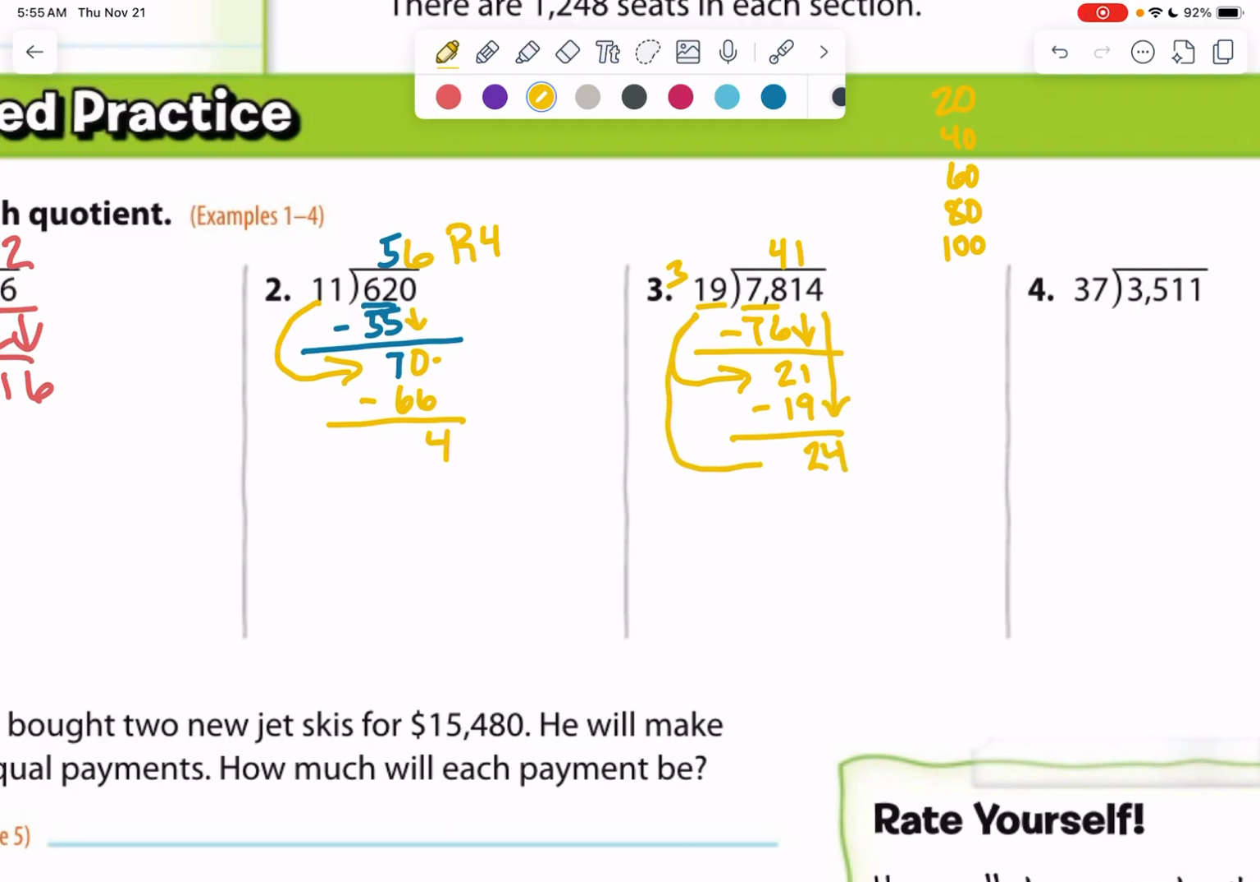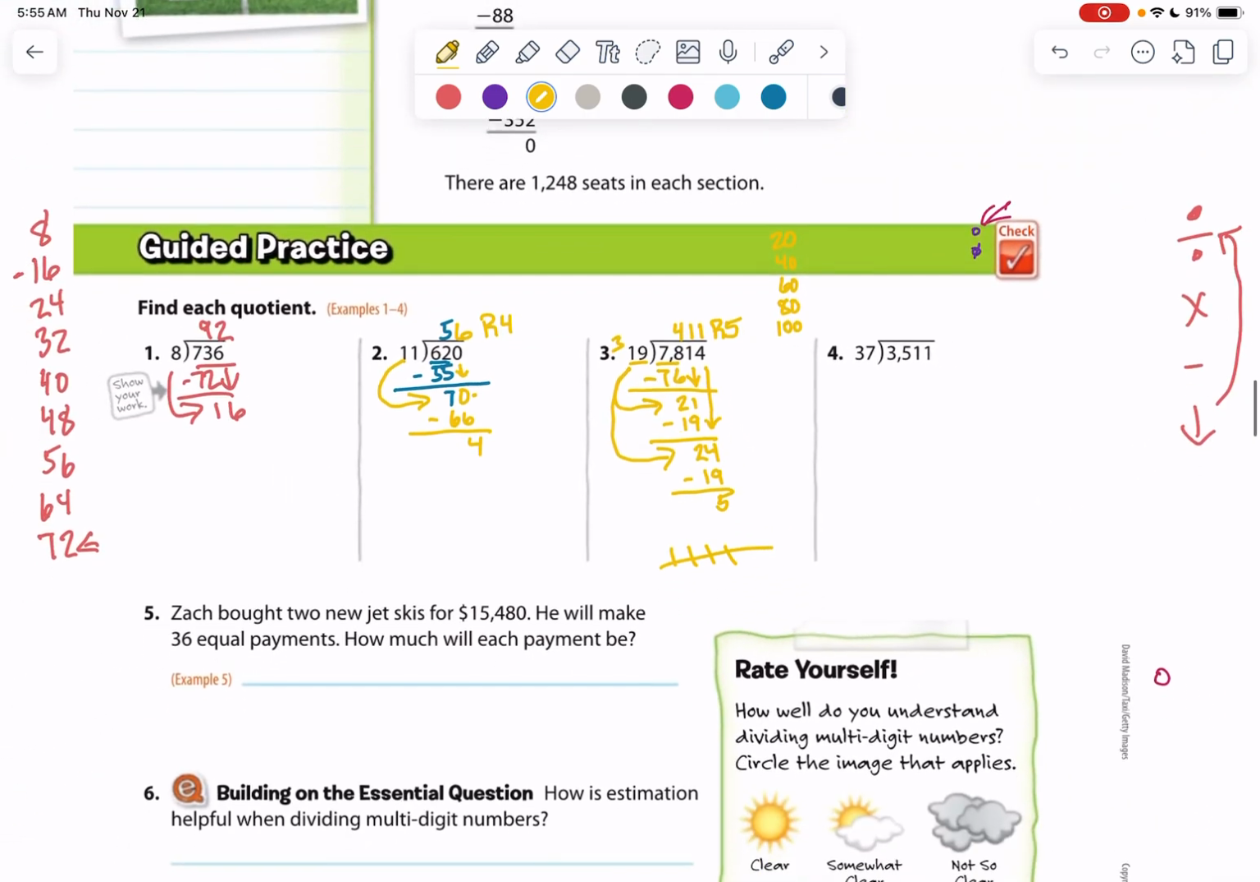Now we're thinking about how many groups of 19? We can make it a 24. That's 1. 1 times 19 is 19. Subtract. 19, 20, 21, 22, 23, 24. That's 5. So remainder 5. All right? All right, let's go on to number 4.